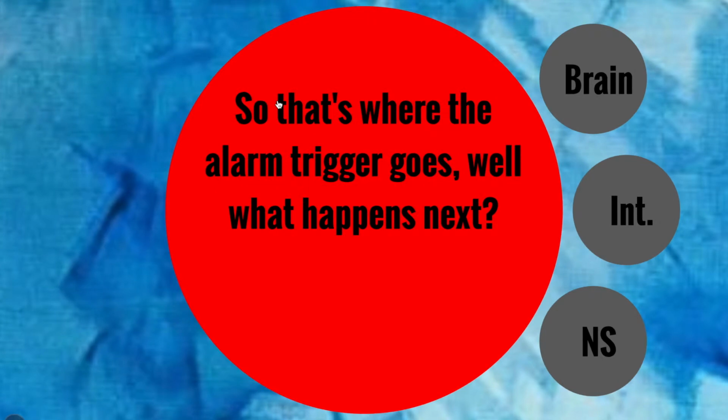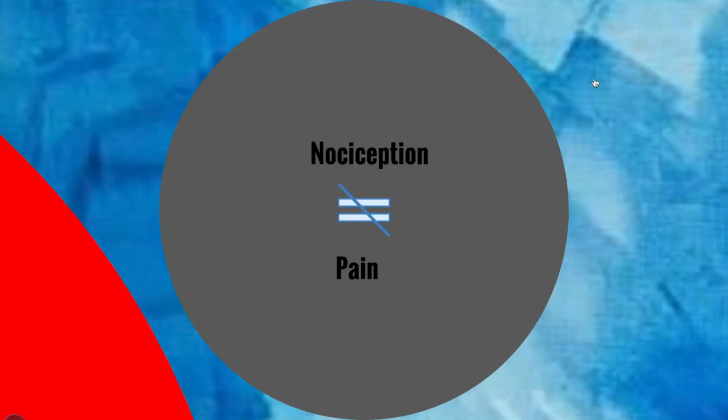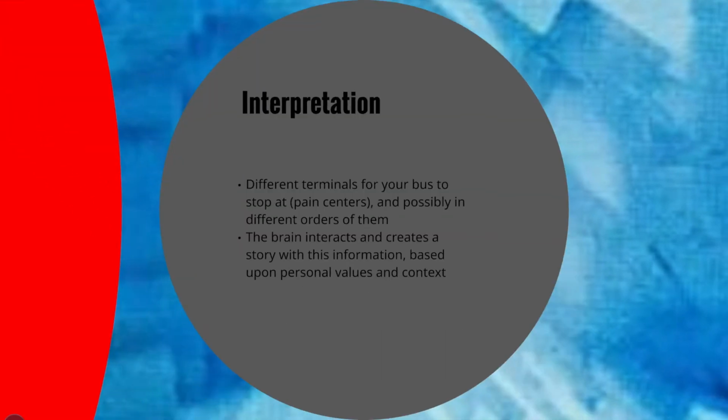So that's where the alarm trigger goes. Well, then what happens next? Well, it goes to the brain. So important note, nociception is again just that information traveling to the brain, just that electrical signal going on and off. And it's within that brain that it gets interpreted. Now, these buses can stop at different terminals within the brain, possibly all of them, possibly some of them, and it doesn't necessarily have to be in the same order. Makes every pain a bit of a unique experience.